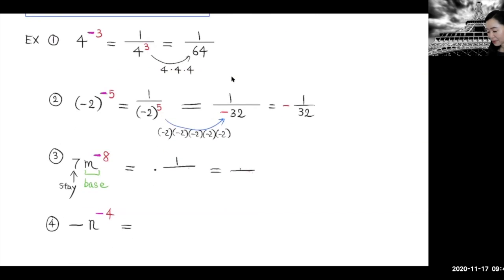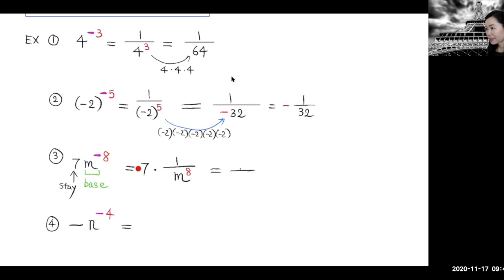Let's try the next one. Over here, the base of this negative exponent is what? M. Only the m, right? Because there's no parenthesis around the 7m. So only this m, and the 7 is going to stay here. Now, this negative exponent indicates you are taking the reciprocal. So we will write this as 1 over m to the 8th power.